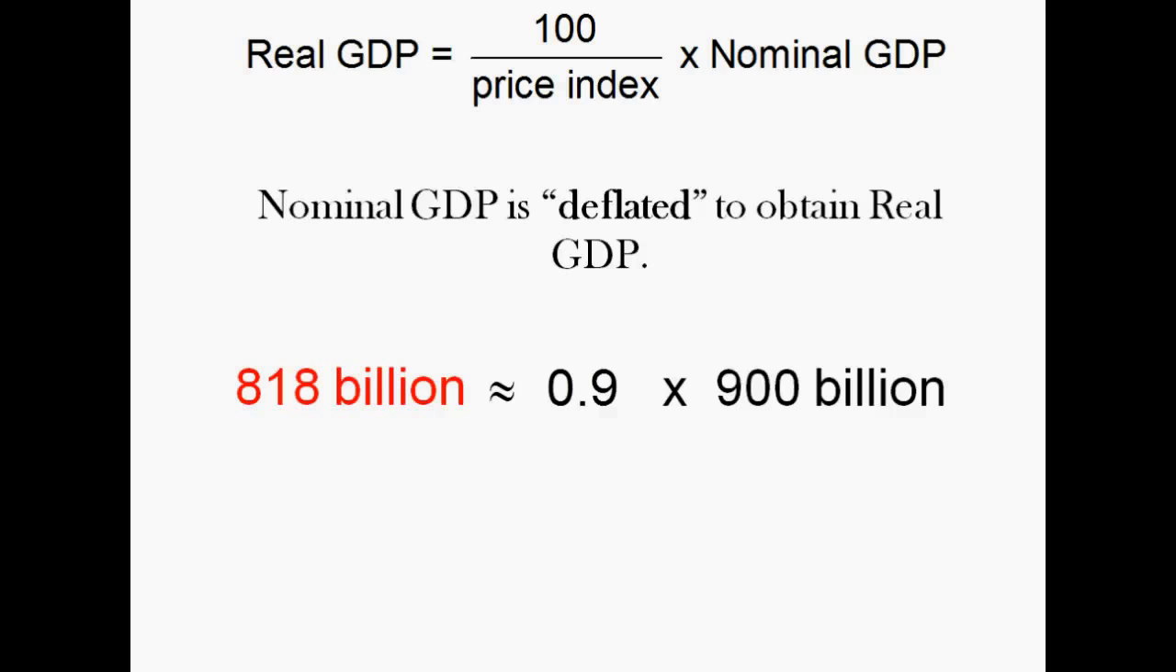So what we're saying is that if prices hadn't gone up from 2005, then GDP, as we normally measure it, would have been $818 billion. Or, expressing it in a different way, the GDP that is now being generated for this year is worth $818 billion at 2005 prices.